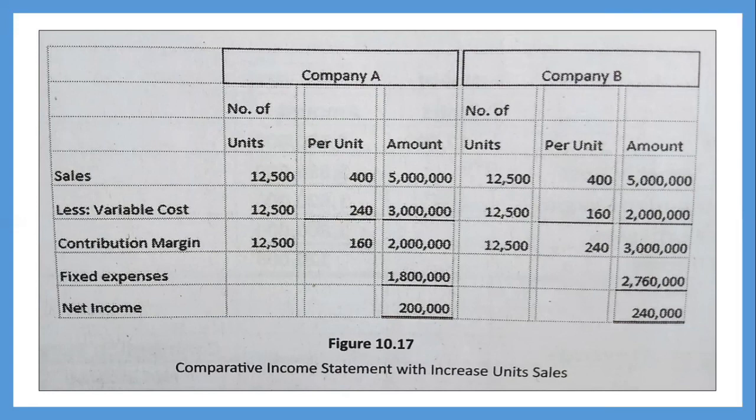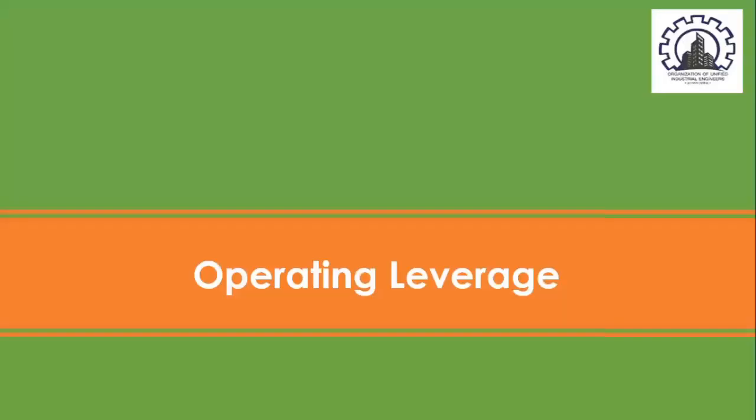then clearly company B is way better compared to company A, because as you can notice, company B's net income, to be specific, is 240,000 pesos compared to company A, which only has 200,000 pesos. So in this case, company B is way better in a period where there is a sales increase instead of a sales reduction. And the next key area that we're going to be highlighting today is operating leverage.